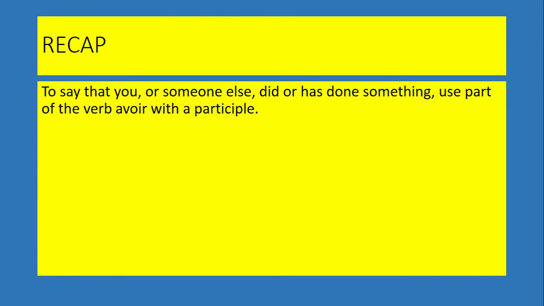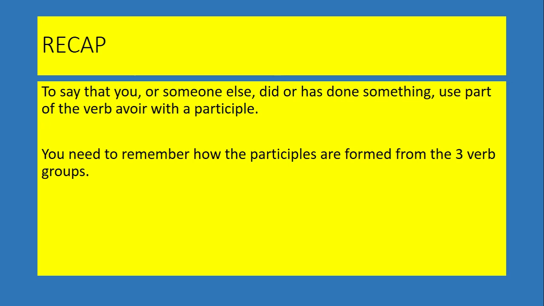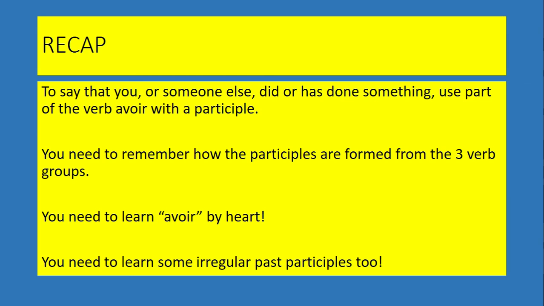So recap. To say that you or someone else did or has done something, use part of the verb avoir with a participle. Present tense of the verb avoir: j'ai, tu as, il a, nous avons, vous avez, ils ont. Memorize that verb, remember it in the correct order. And also you need to remember how the participles are formed from the three verb groups. An ER verb becomes E accent, an IR verb group becomes an I, an RE group becomes a U. And as I've already mentioned, you need to learn the verb avoir off by heart. And also, you need to learn some irregular past participles too.